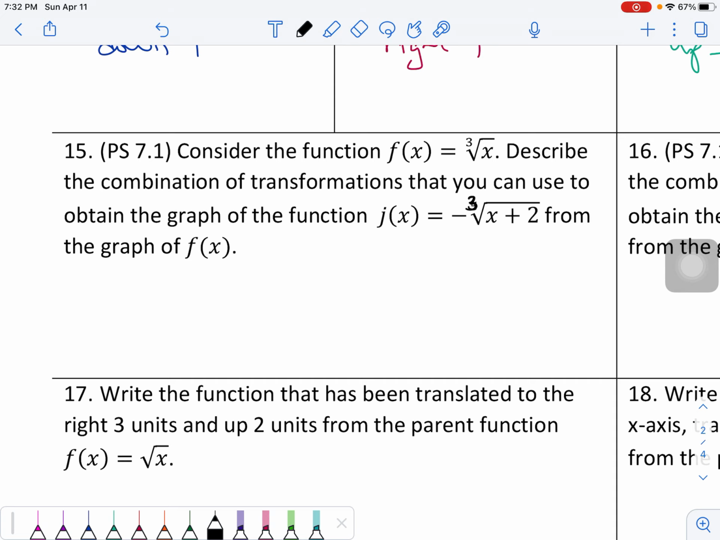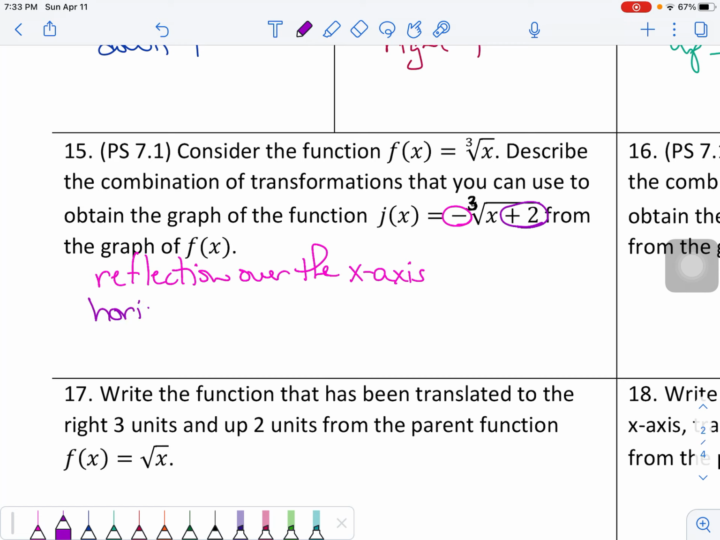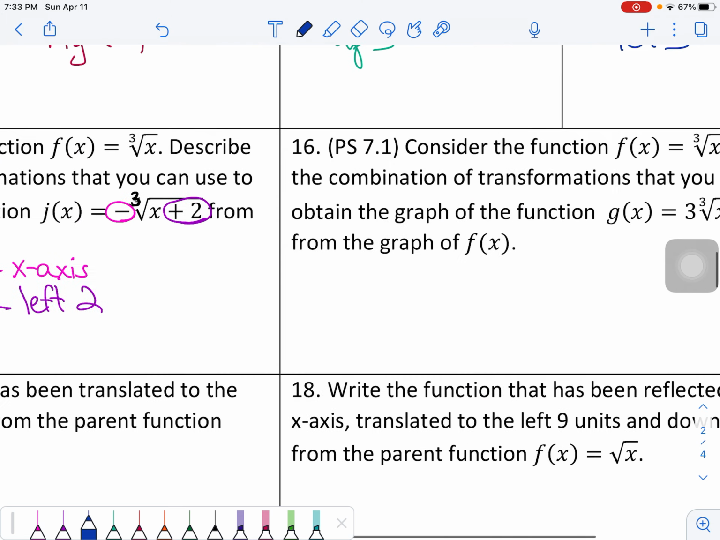So for problem number 15, what do we have as changes? Let's see, we've got a negative in front. So that is going to be a reflection over the x-axis. Because we're adding 2 to x, that is a horizontal translation. And because it is plus 2, it's actually going to be kind of reverse of what you think. So it's actually going to be to the left 2 units. All right, so 15's done.